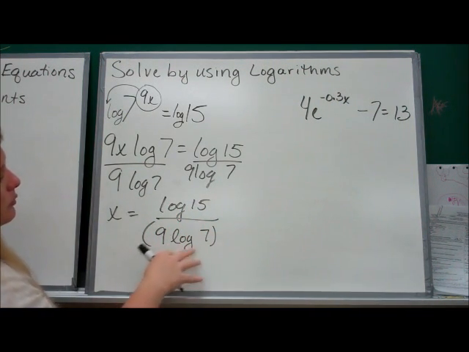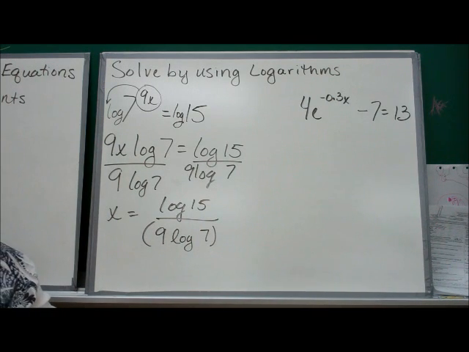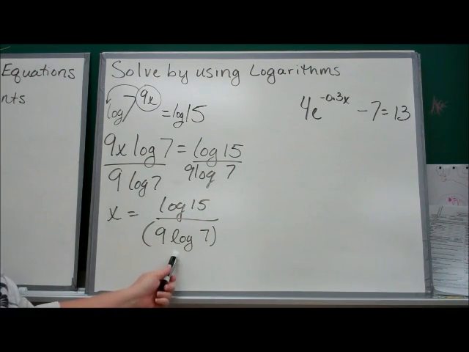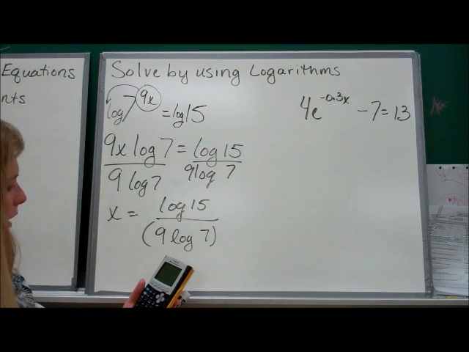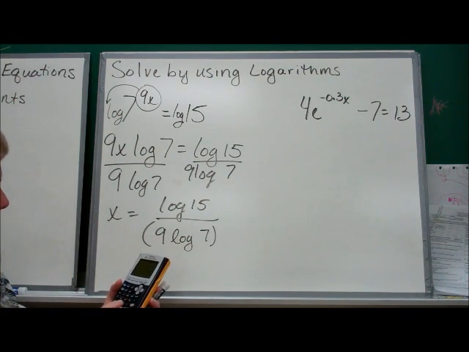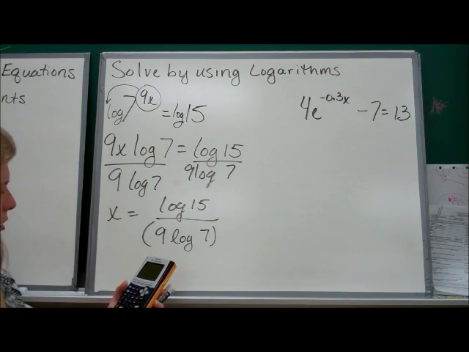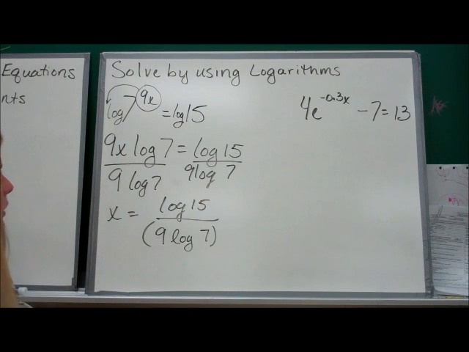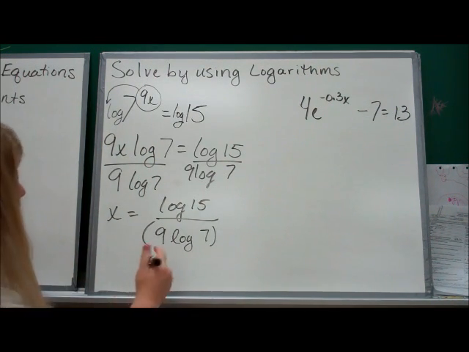And notice I've put it in parentheses. The reason I've done that is to help you remember that you have to put that in parentheses when you use your calculator. Because at this point, you just take the log of 15 and you divide it by 9 times the log of 7. So x equals 0.155.